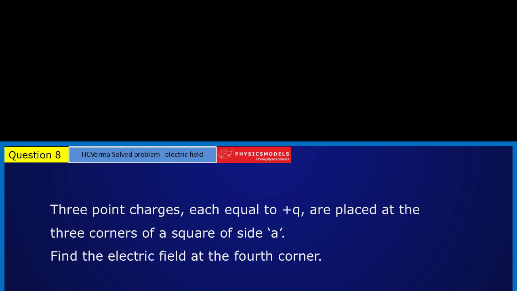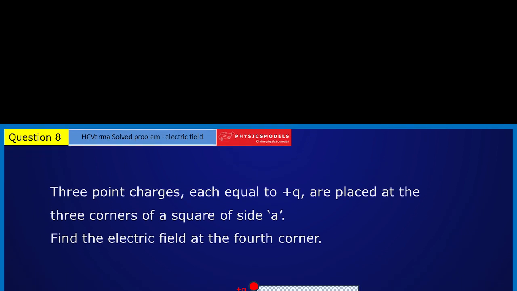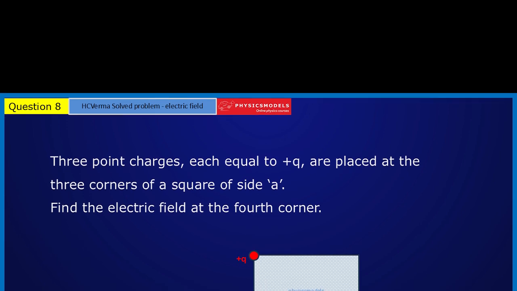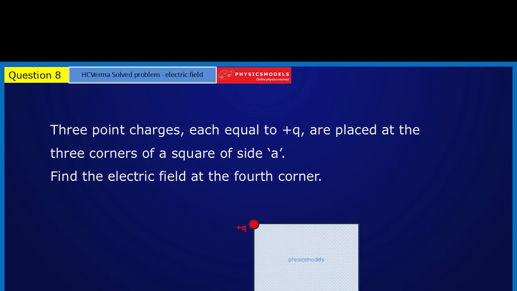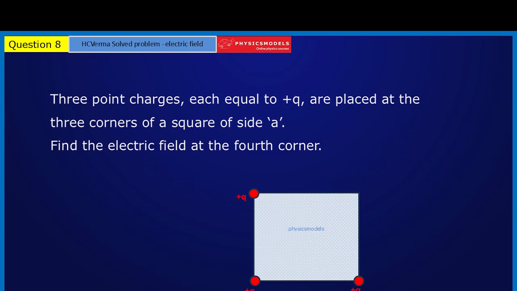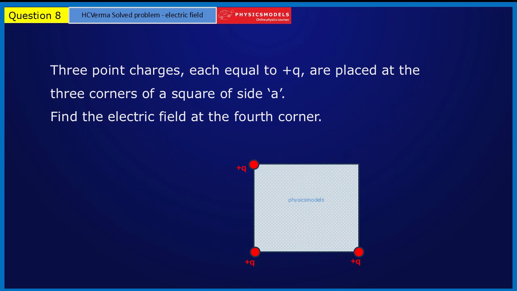It will be good for you to solve each one of these problems to get more confidence and practice. Here I will explain question number 8. There are three charges placed at the three corners of a square, and we have to find out the electric field, the net electric field at the fourth corner. It's a typical problem, and you should really master this.